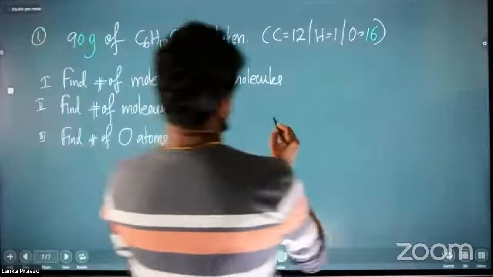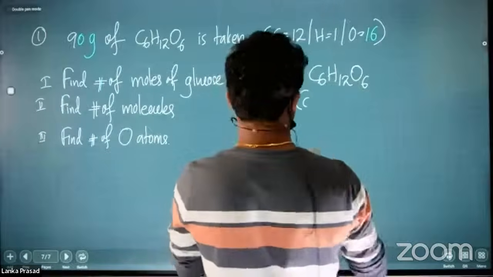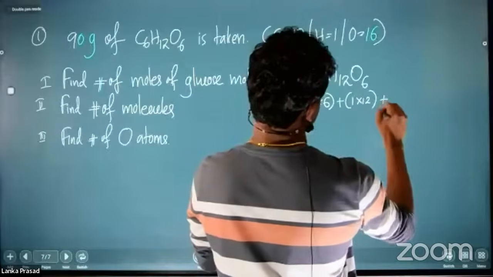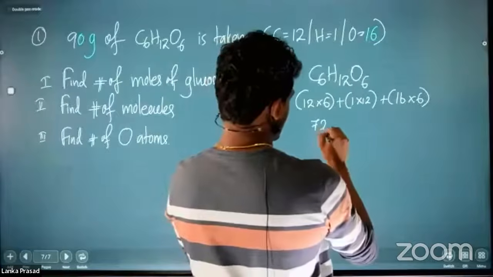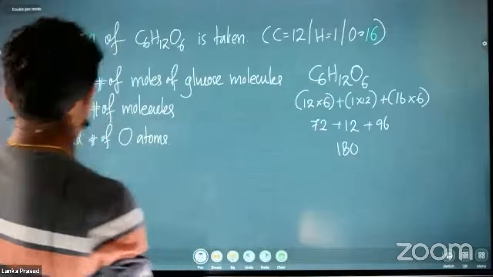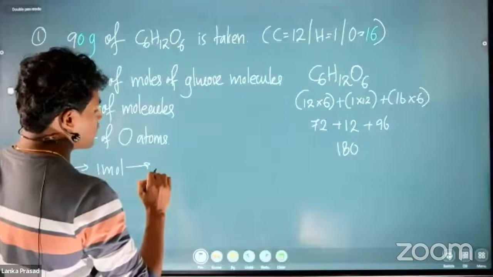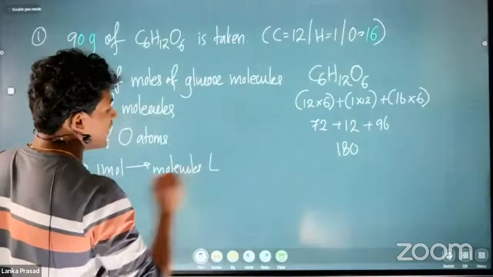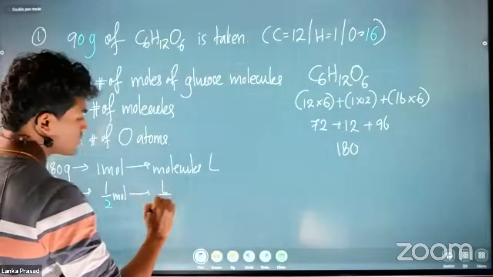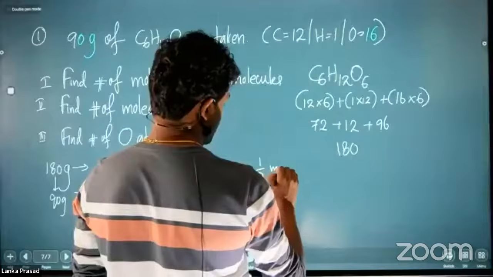First of all, we have to find the relative molecular mass of glucose. One carbon is 12, so 12 times 6, plus 1 times 12, plus 16 times 6. Then 72, then 12, then 96. You got 180. When you take 180 gram, that contains 1 mole. Now they took 90 gram, which is half of that, so the molecules also divide by 2. How many moles of glucose? Half a mole, that means 0.5 moles.